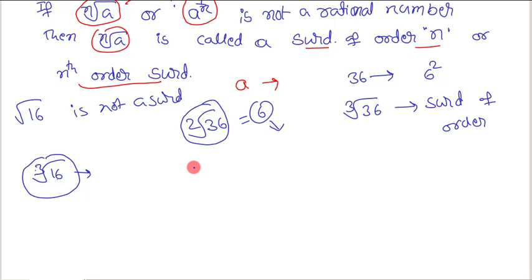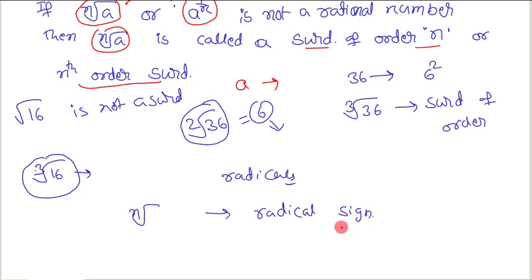Okay, now what is the other name of surd? The other name of surd is radical. Okay. Now in this, the symbol nth root of A, the root symbol, is called a radical sign. And here n is called the order of the surd. N is called the order of the surd.